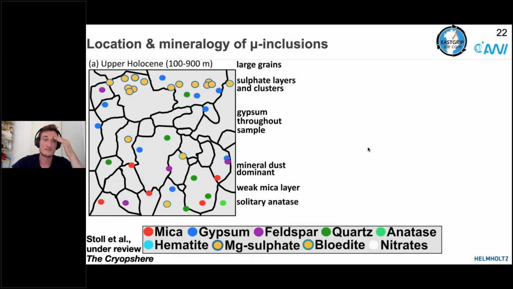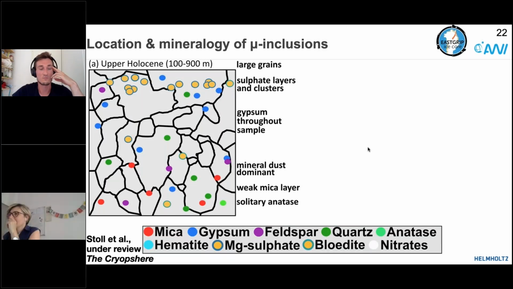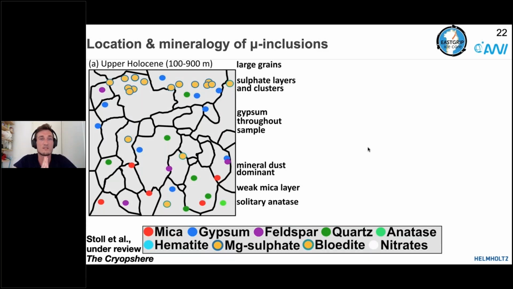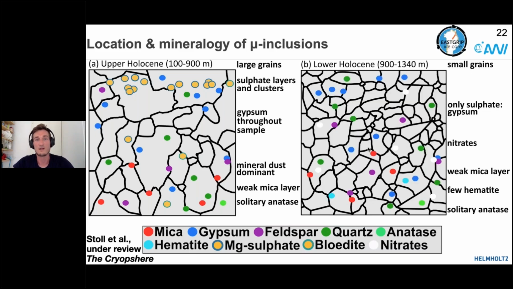And to summarize this, I came up with this little figure. We classified the upper 900 meters of the EGRIP ice core as having large grains, sulfate layers and clusters, and gypsum throughout the sample. Mineral dust is also very dominant. Sometimes we have layers of mica, which are not really distinct layers, but more broader areas. And in the lower part, which I call the lower Holocene, you have, of course, smaller grains due to getting closer to the glacial, where you have the small grain size.